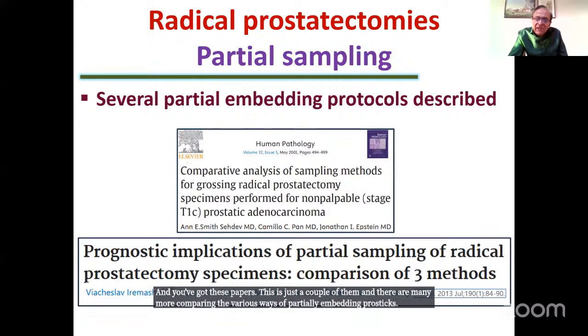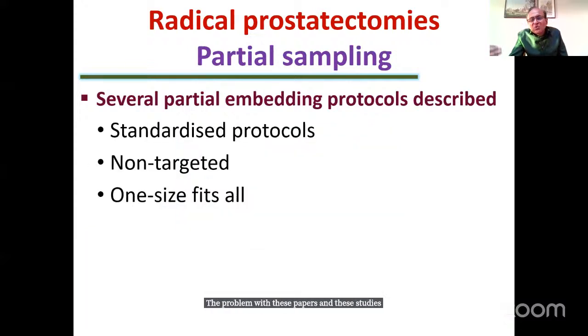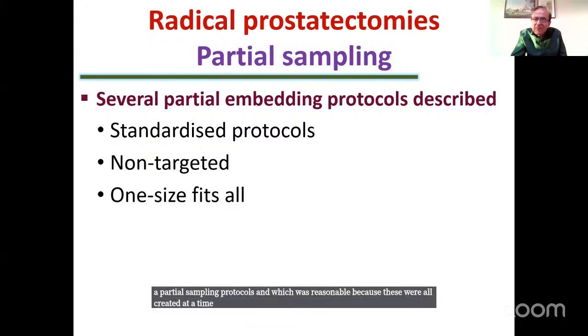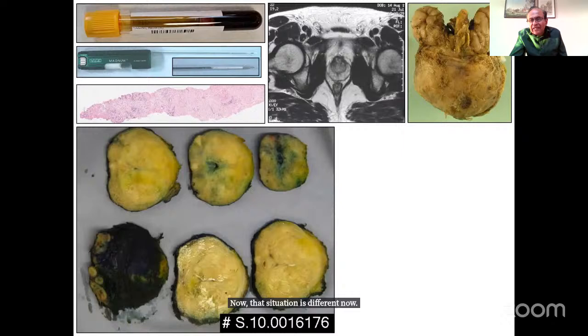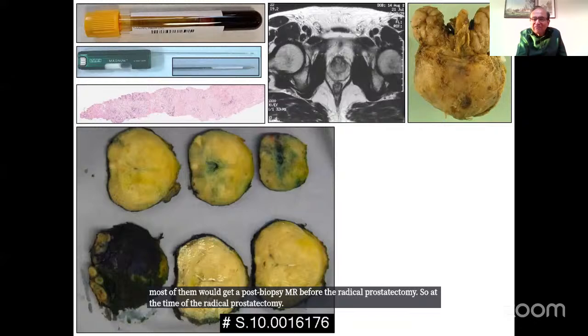The problem with these papers and these studies is that all of these use a standardized, non-targeted, one-size-fits-all partial sampling protocol, which was reasonable because these were all created at a time when we didn't know where the cancer was. Now, that situation is different. Today, certainly in the United Kingdom, and it's becoming more common elsewhere, patients get an MR. In the UK, most patients with prostate biopsies get a pre-biopsy MR. In other countries, if they don't get a pre-biopsy MR, most of them would get a post-biopsy MR before the radical prostatectomy. So at the time of the radical prostatectomy, you would have the MRI findings.